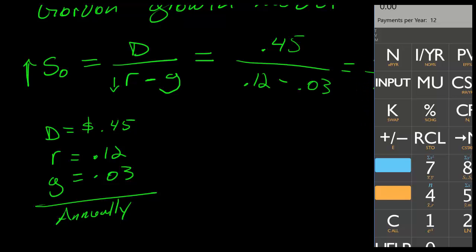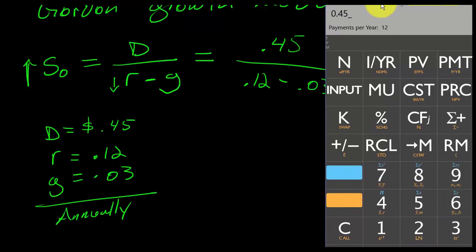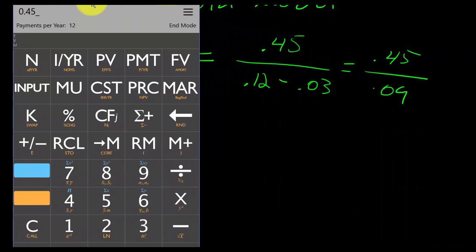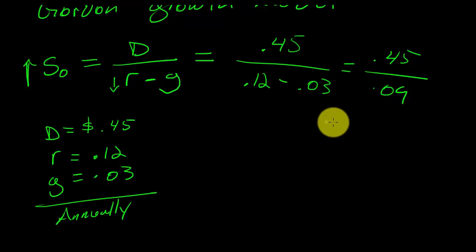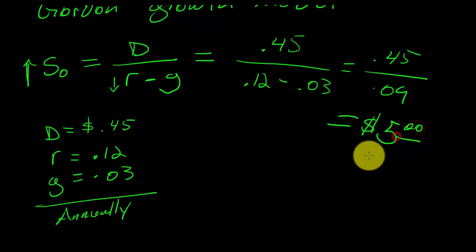If I look at my calculator and take 0.45 divided by 0.09, then we get $5. That doesn't seem like much. I guess it's a small dividend. So going back to our equation, this means that the price of the stock today should be $5.